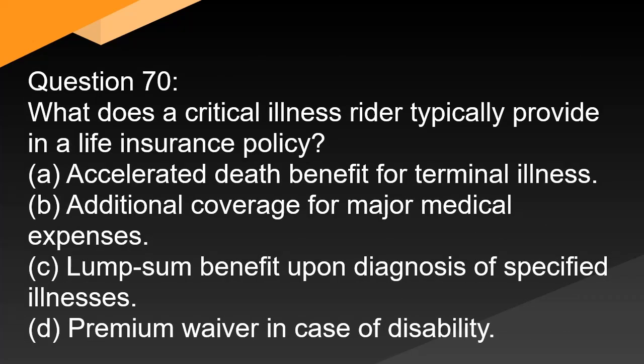Question 70. What does a critical illness rider typically provide in a life insurance policy? A. Accelerated death benefit for terminal illness. B. Additional coverage for major medical expenses. C. Lump sum benefit upon diagnosis of specified illnesses. D. Premium waiver in case of disability.